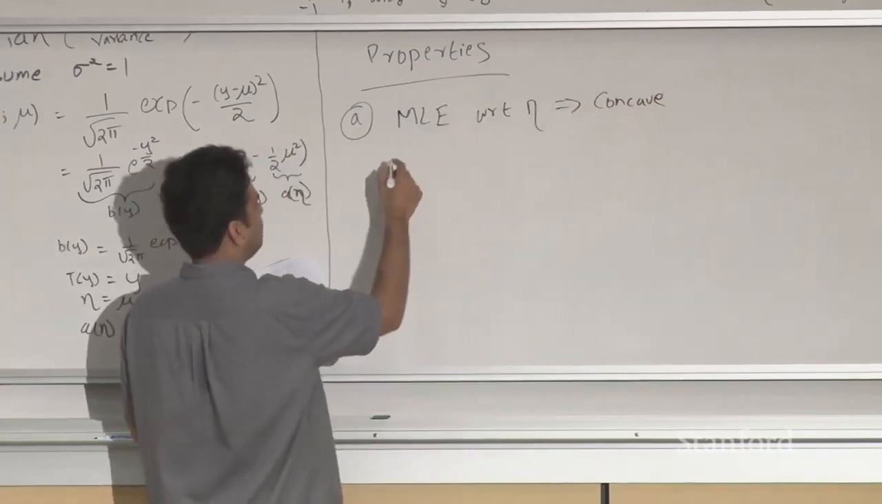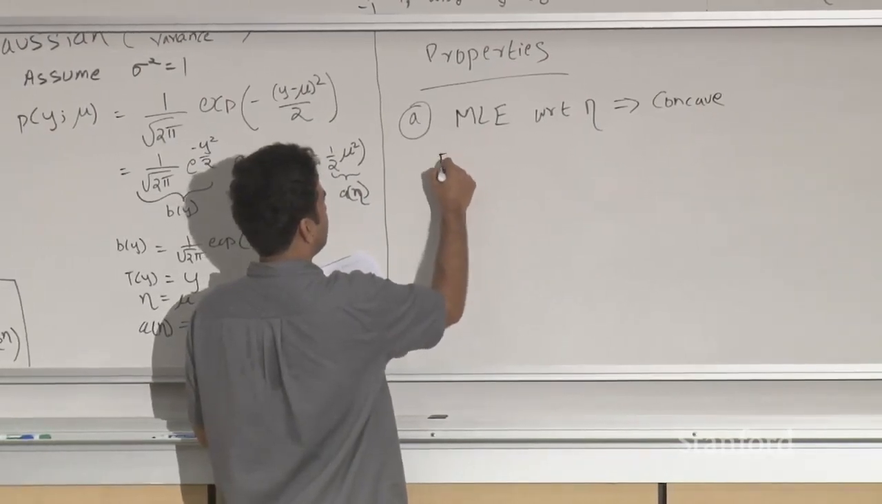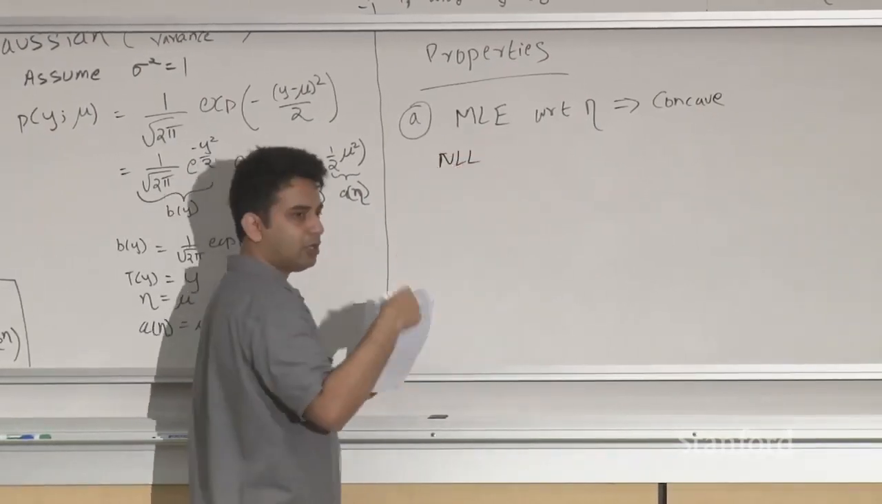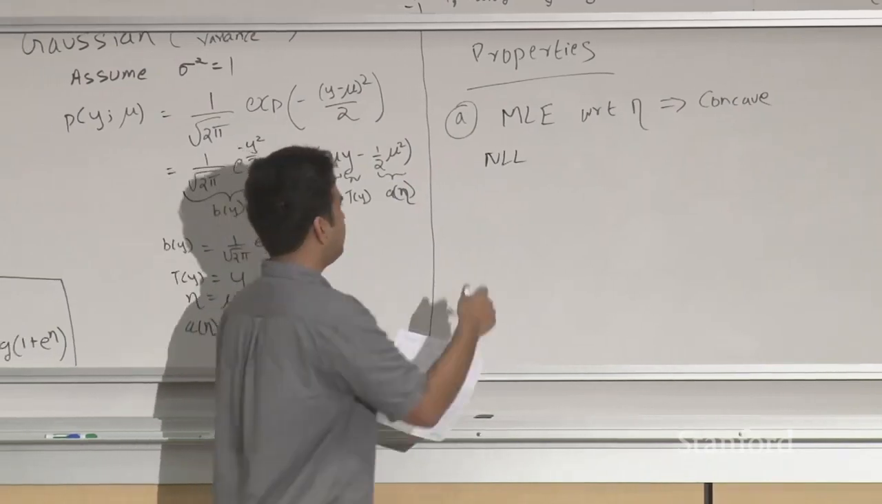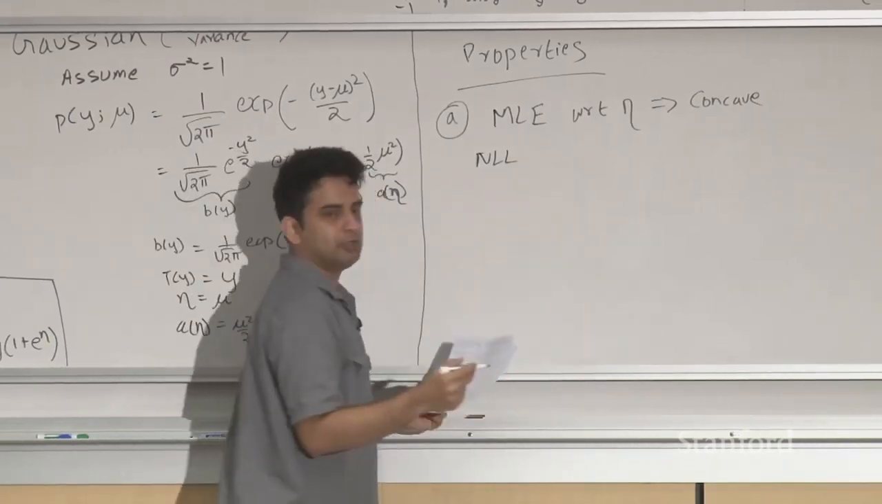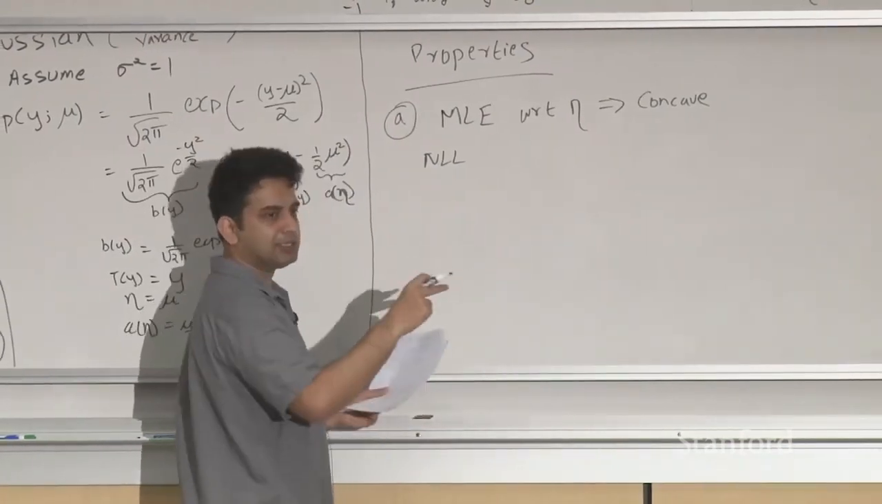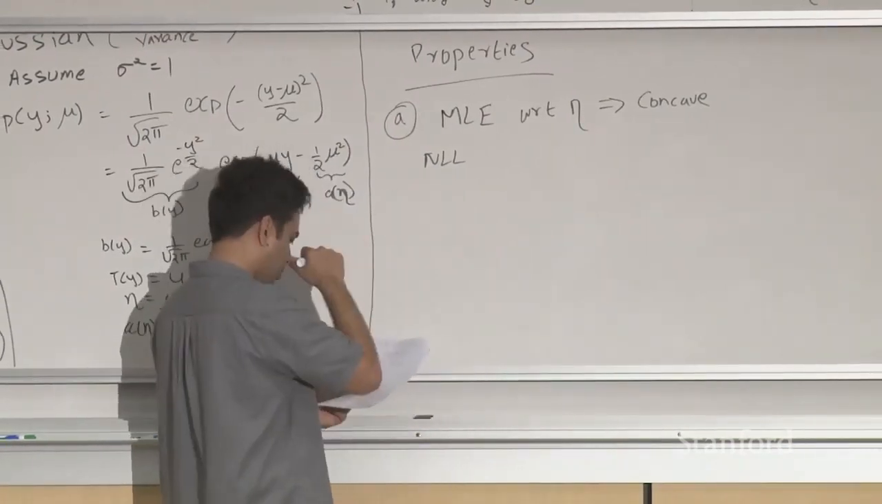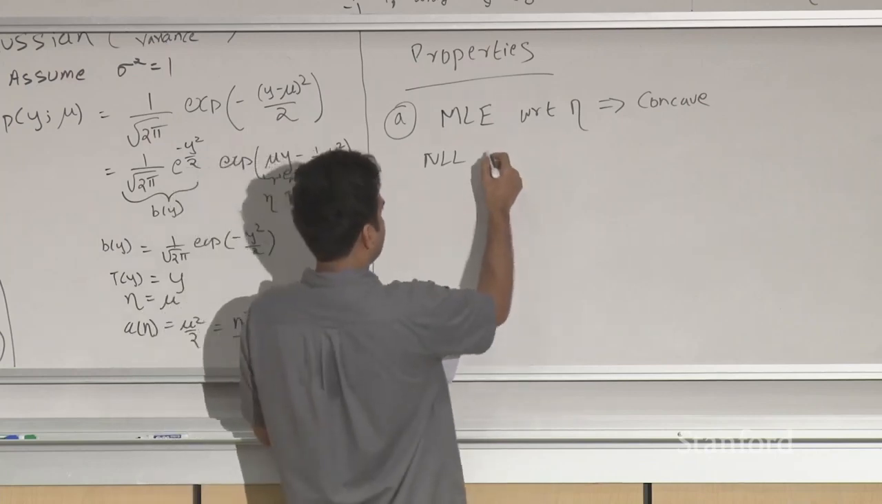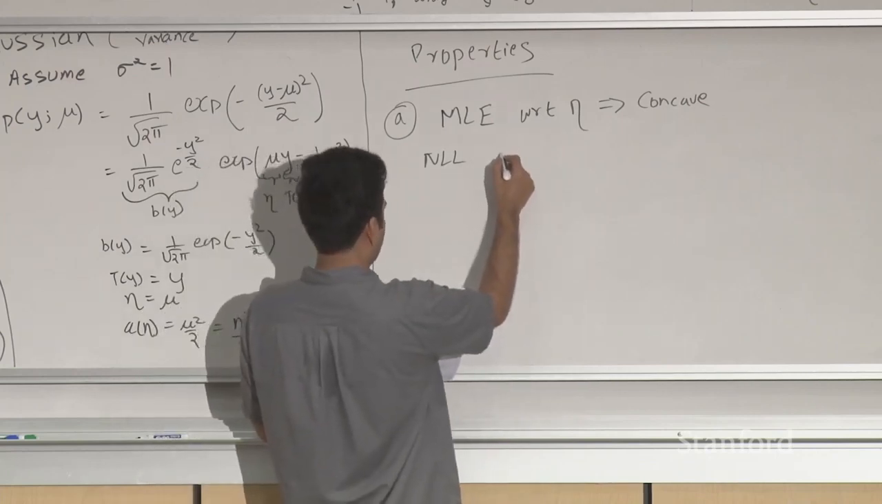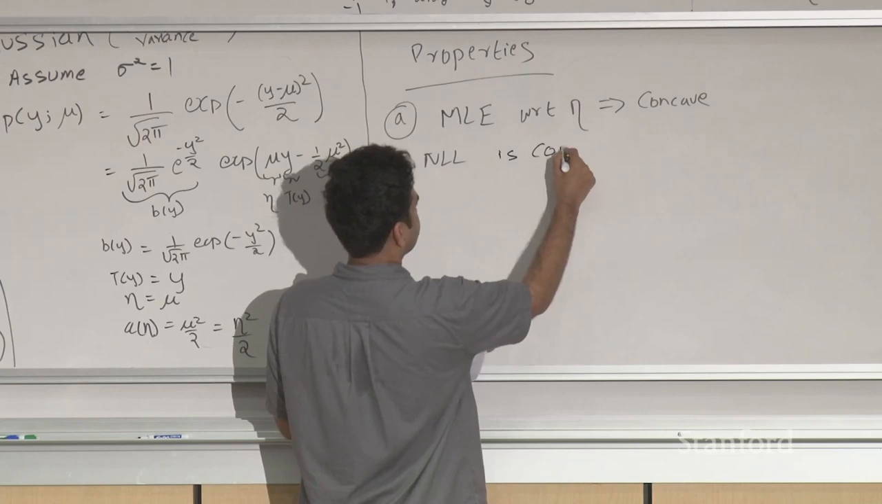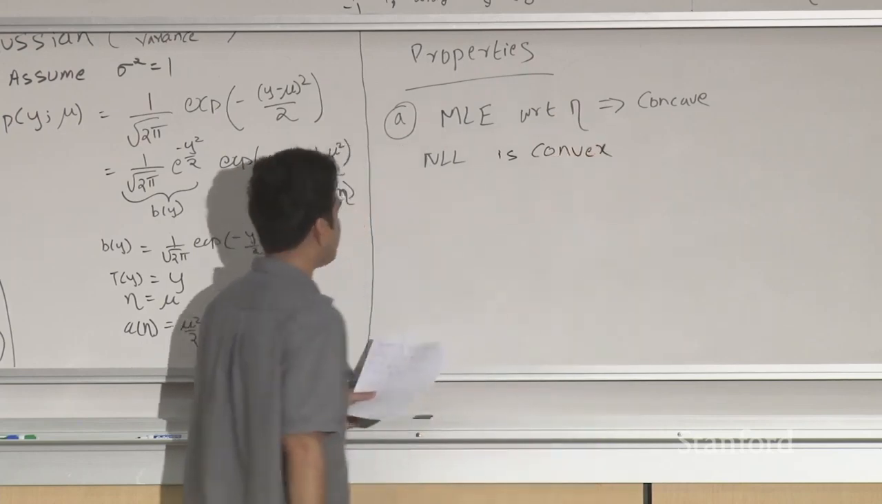Similarly, if you flip the sign and use what's called the negative log likelihood, so take the log of the expression and negate it, the negative log likelihood is like the cost function equivalent of doing maximum likelihood. So you're just flipping a sign. Instead of maximizing, you minimize the negative log likelihood. So the NLL is therefore convex.